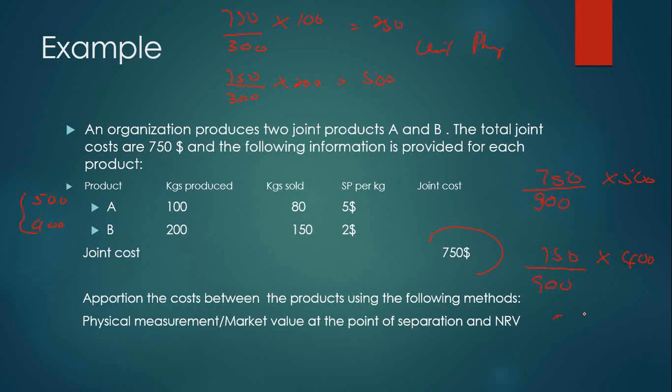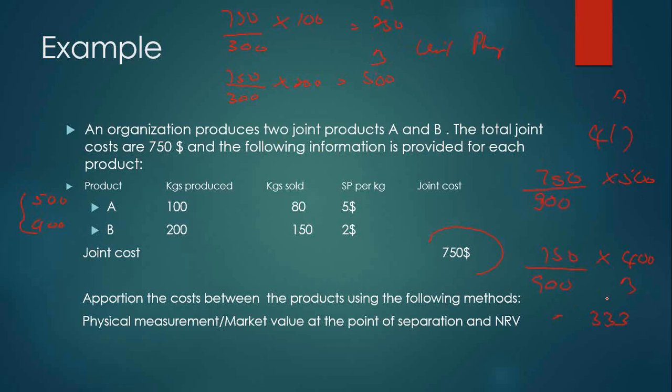So the earlier example what we worked out. So now we can see the product cost is 750 divided by 900 into 500. So it is going to be 417 or something like that here. And here it is going to be 750 divided by 900 multiplied by 400, 333. So earlier 750 was allocated product A 250 and product B 500. Now we allocate product A 417, product B 333. Clear? Yes, clear. So 750, you can allocate it like that.